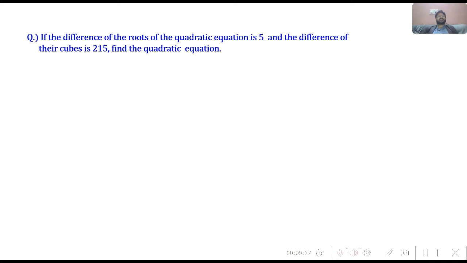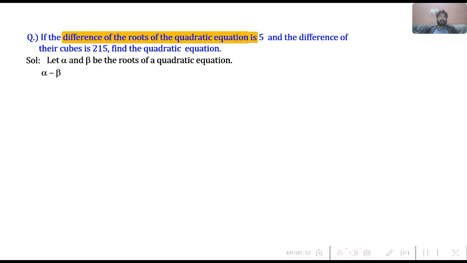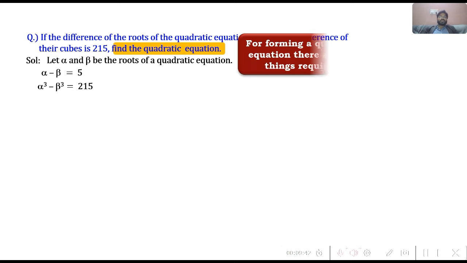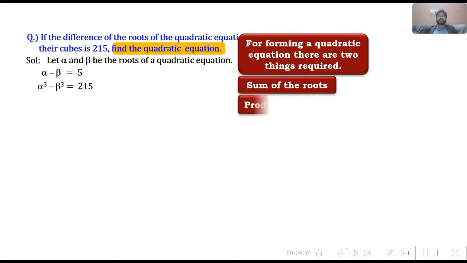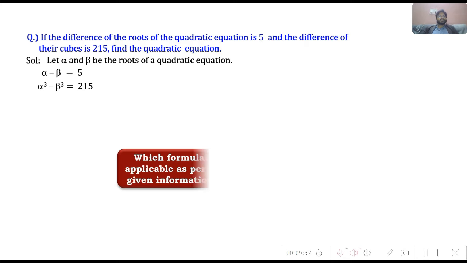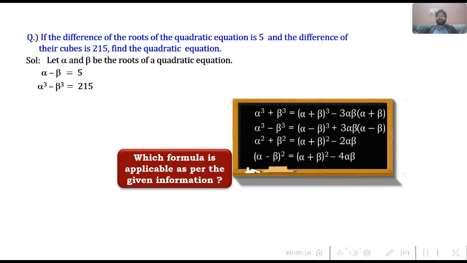Now next question. If the difference of the roots of the quadratic equation is 5 and the difference of their cubes is 215, find the quadratic equation. So the difference of the roots of the quadratic equation is 5, so alpha minus beta is 5, and the difference of their cubes, alpha cube minus beta cube, is equal to 215. So what do we need to find? Sum of roots and product of roots. So which formula will we use? A cube minus b cube.